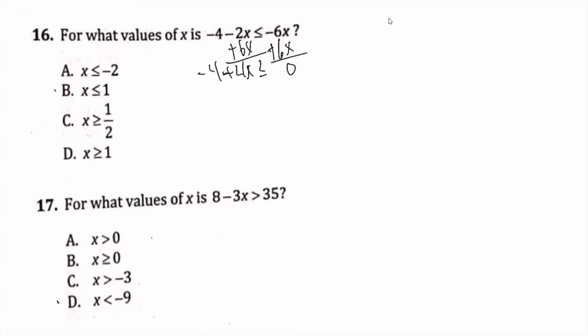Right? So now we plus 4 to both sides. This is 0. That's going to be a 4. So then we have 4x is less than or equal to 4. We divide by 4. 4 divided by 4 is 1. So x is less than or equal to 1.